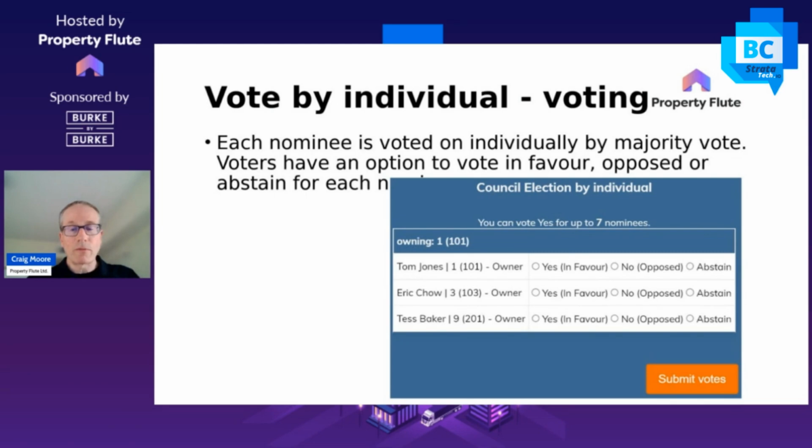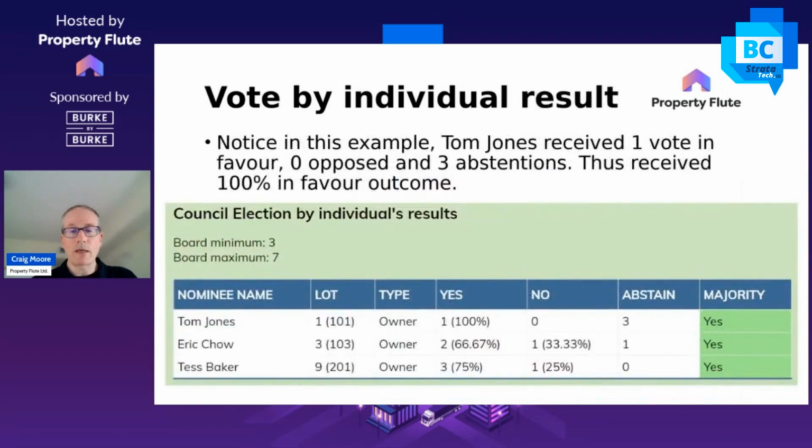Often it's straightforward and it won't be problematic, but remember now, this is individuals being voted in by majority one at a time. Although our platform allows you to do it all at once, you are still voting them as individuals. The result may be, in this example, Tom Jones received 1 vote in favor, 0 opposed, and 3 abstentions. So for his individual vote, strictly for this example, he got 1 vote, which means he got 100% of the votes. So clearly he was voted in by majority.